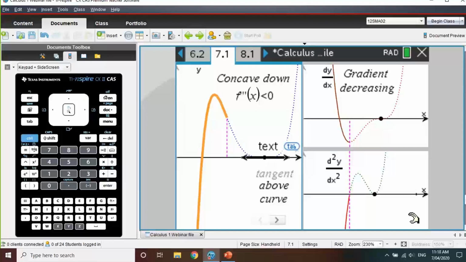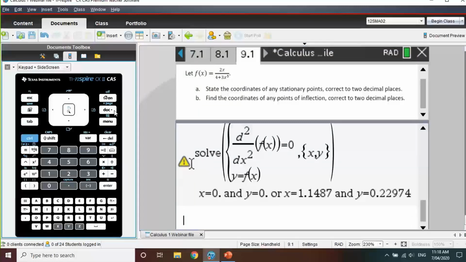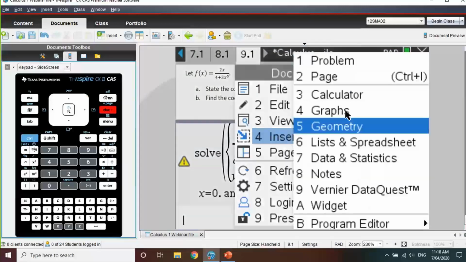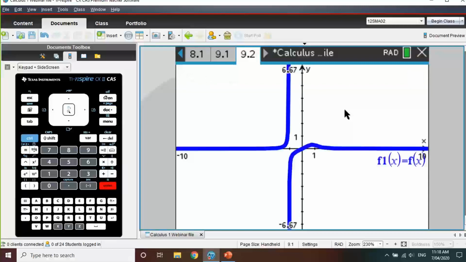So what we need to do is do our due diligence and actually look at our graph. Right? So we're going to insert a graphs page. So we can go Doc, Insert Graph. Right? Now we've already defined our function fx. So we can type it in and sketch it. Right? There it is. Looks a bit wacky.